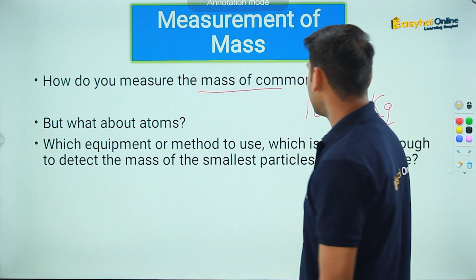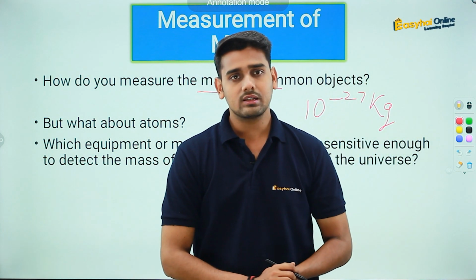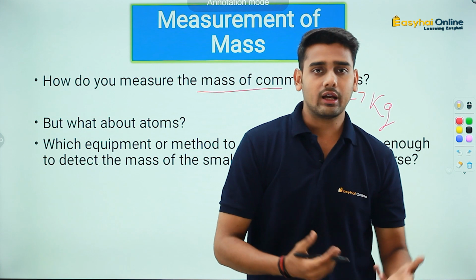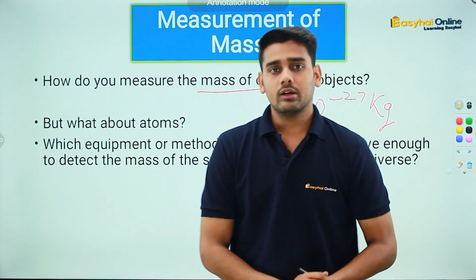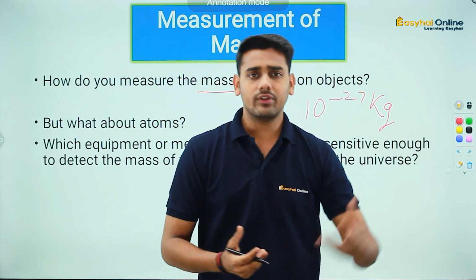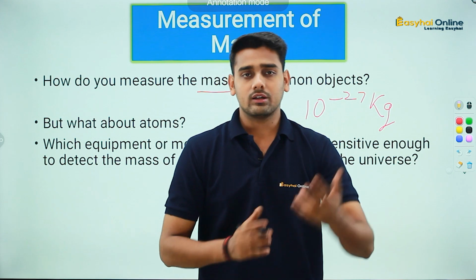How do you measure the mass of common objects? If I talk about that, we have weighing scales. They can be digital, they can be mechanical, right? Mechanical ones you might see on a vendor, all right? A street vendor who is measuring the weights of, let's say, apples or any other vegetable.